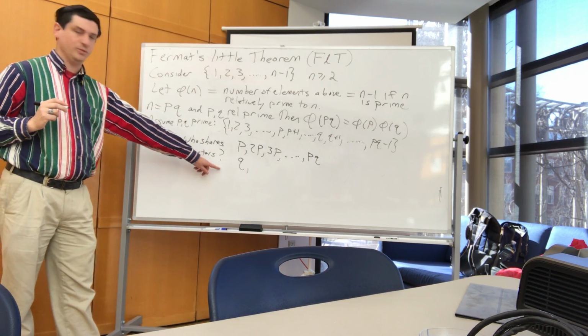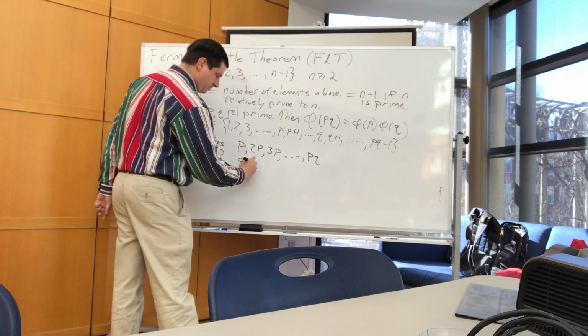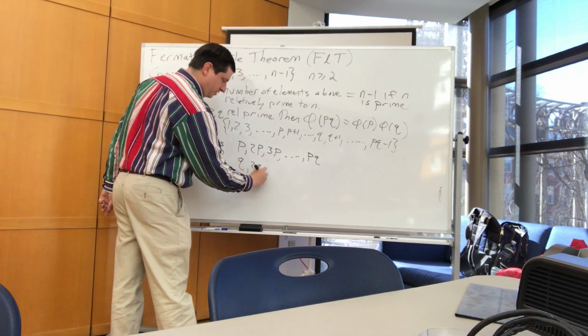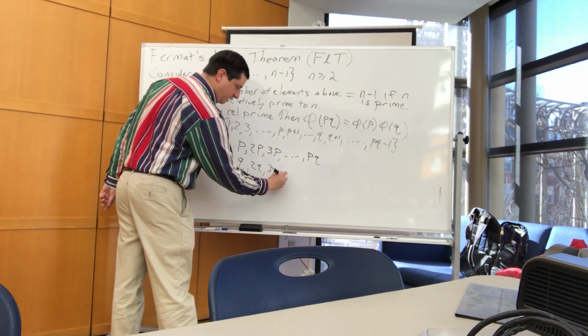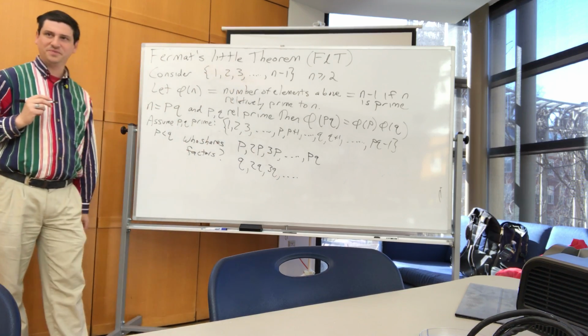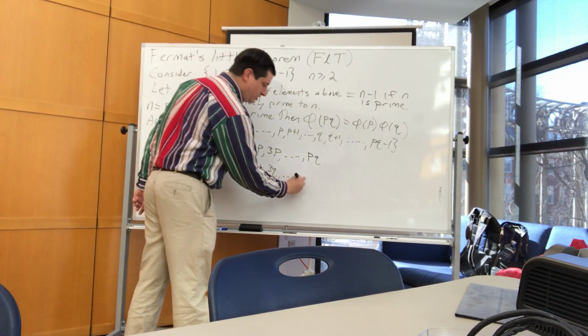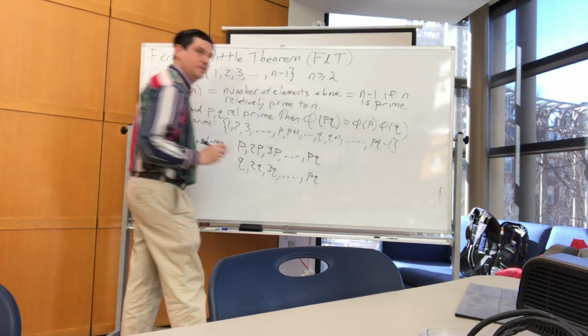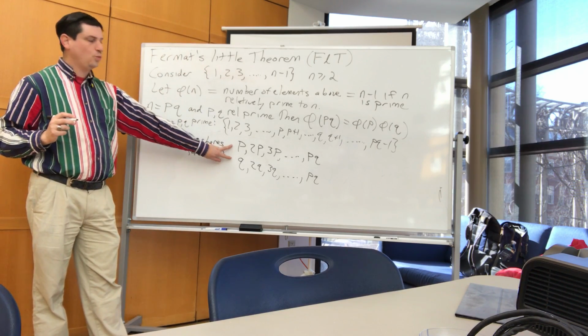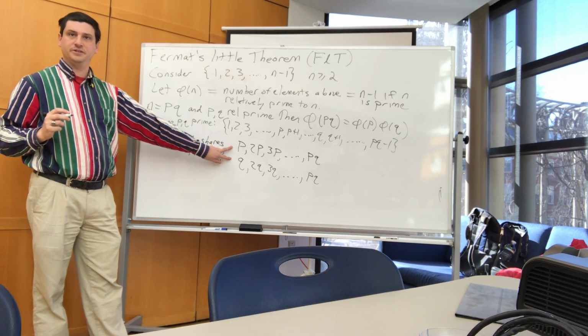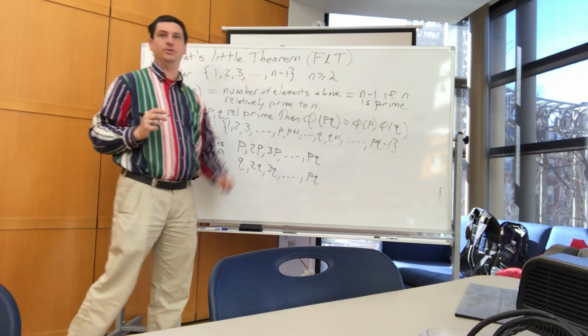And let's look down here. We have q, 2q. All right, I'm not going to go beyond that. And then we go all the way up to pq. So these are all the ones that share a factor. But we've double counted pq.